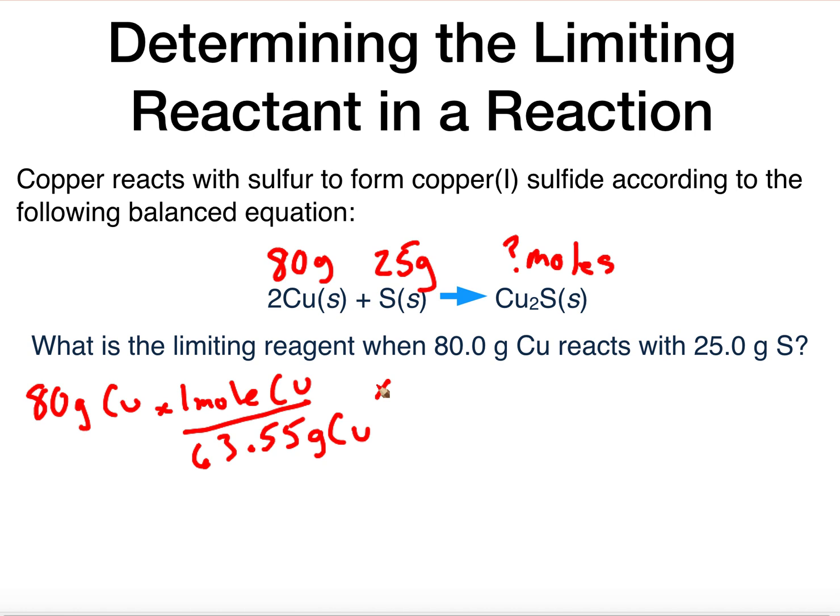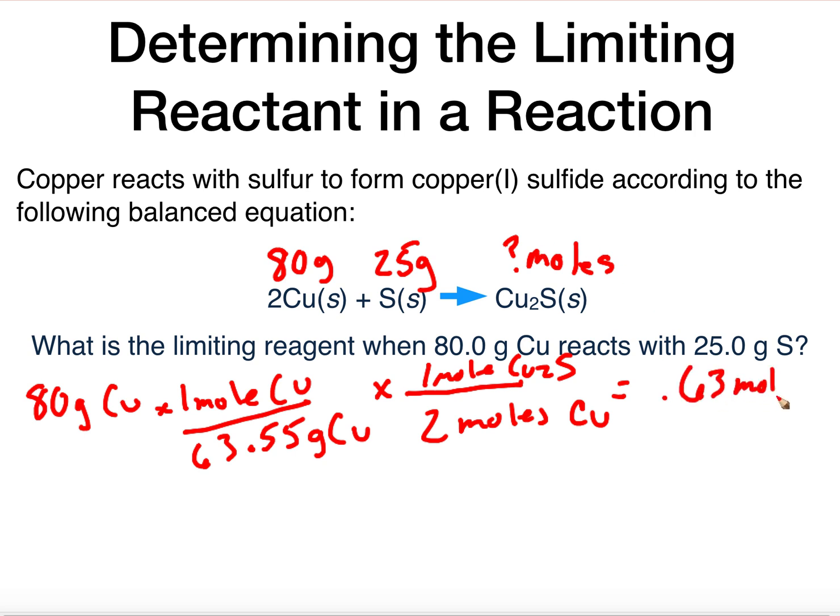So we're in our moles of Cu. We're at our easy pass station. Let's cross the bridge here. Let's use our mole ratio. So times 1 mole of Cu2S, all over 2 moles of Cu. So I calculate this, 80 divided by 63.55, divided by 2, and I get 0.63 moles Cu2S.